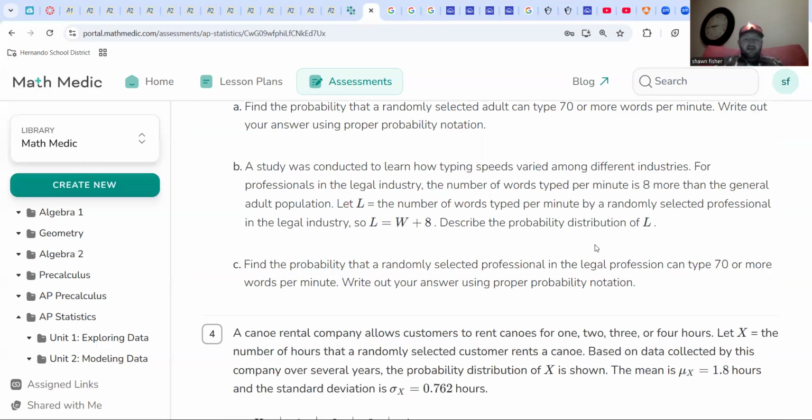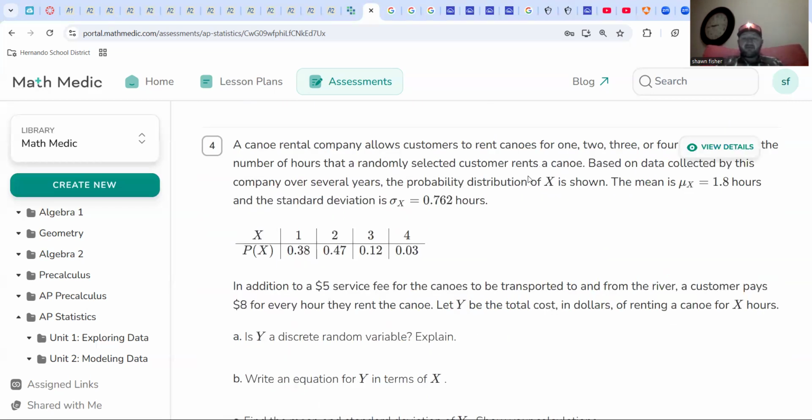All right, let's go down. A canoe rental allows customers to rent canoes for 1, 2, 3, or 4 hours. X is the number of hours that a randomly selected customer rents a canoe based on the data collected by this company. The probability distribution is shown here. The mean is 1.8. We could test that out in our calculator, give or take 0.762 hour. In addition to a $5 service fee, to and from the river, the customer pays $8 for every hour.